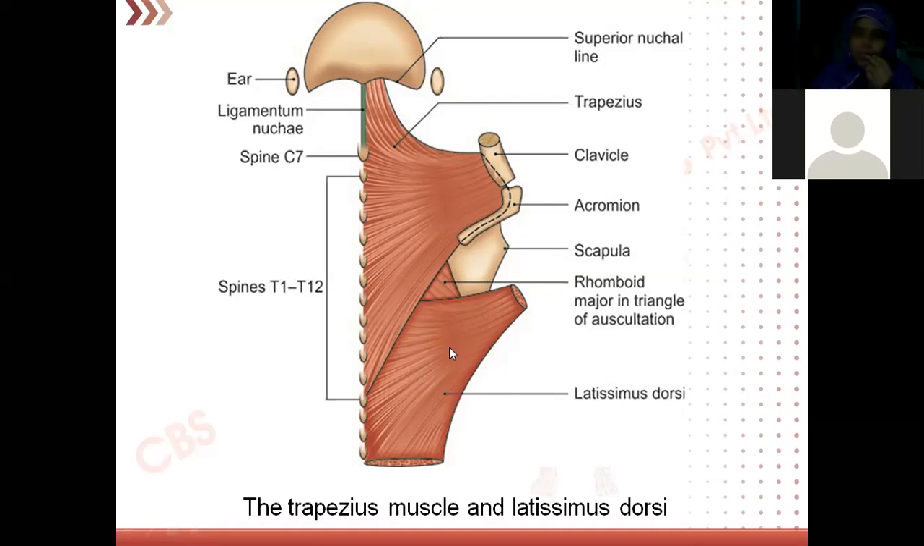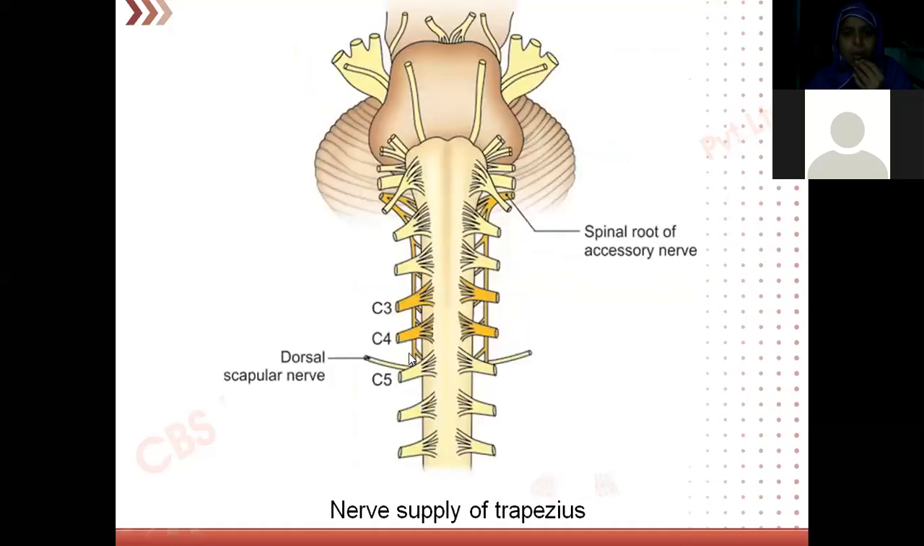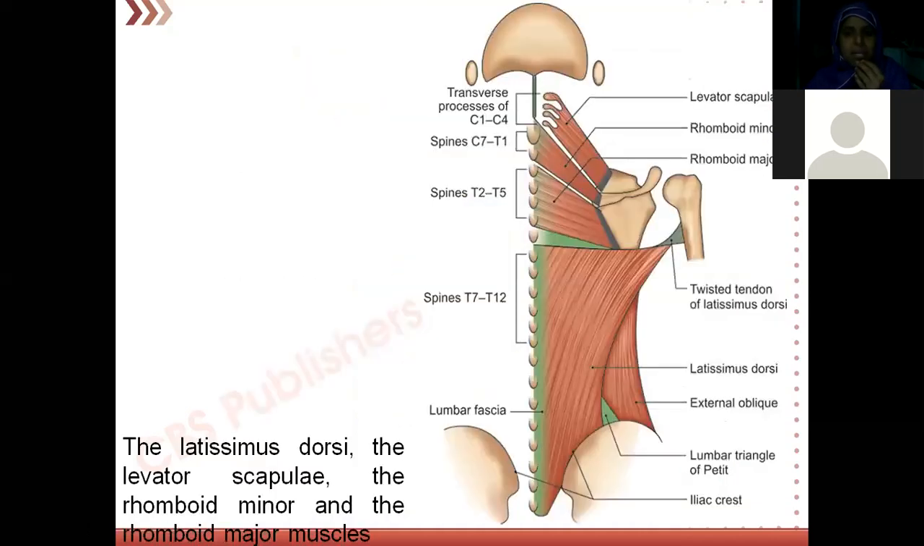Once you have reflected the skin, you have seen this picture, right? After that, you have cut the trapezius and removed it, as you practically did when you were there. When you have removed the trapezius, now you are finding three muscles. What are the muscles attached to the medial border of the scapula? This is the midline, so obviously this is the medial border of the scapula. The muscles we have are levator scapulae, rhomboids minor and rhomboids major.